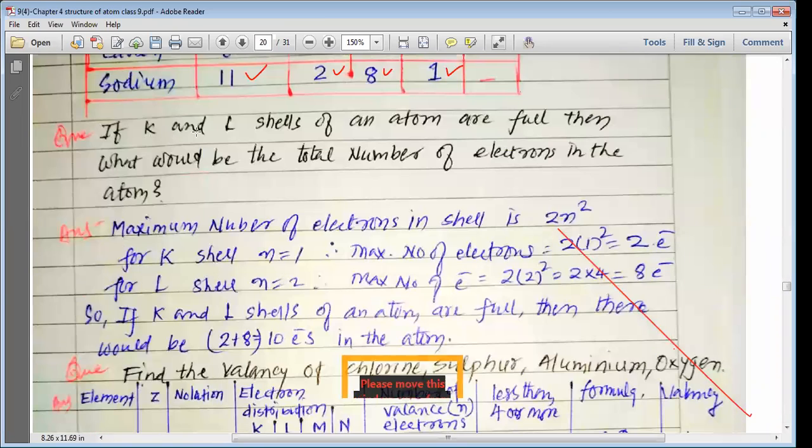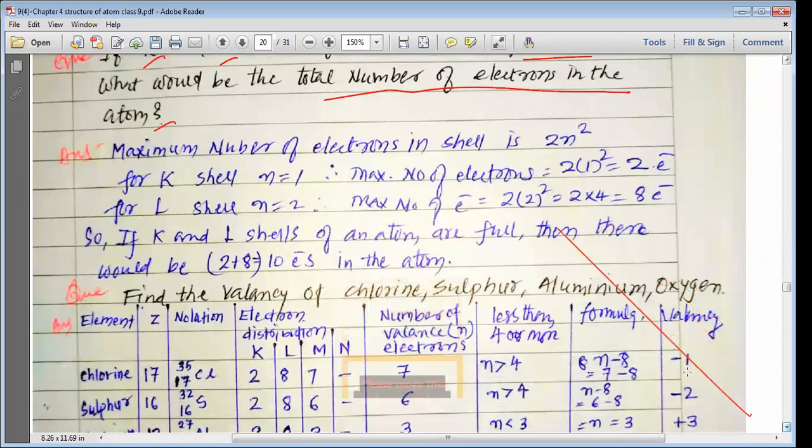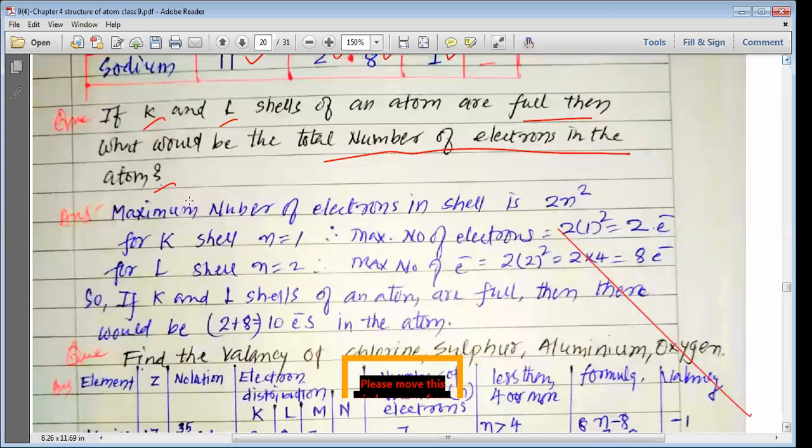If the K and L shells of an atom are full, then what would be the total number of electrons in the atom? Now suppose we have this question, my dear students. So, my dear students, the maximum number of electrons in a shell is equal to 2n square. So for the K shell, my dear students, n is equal to 1.